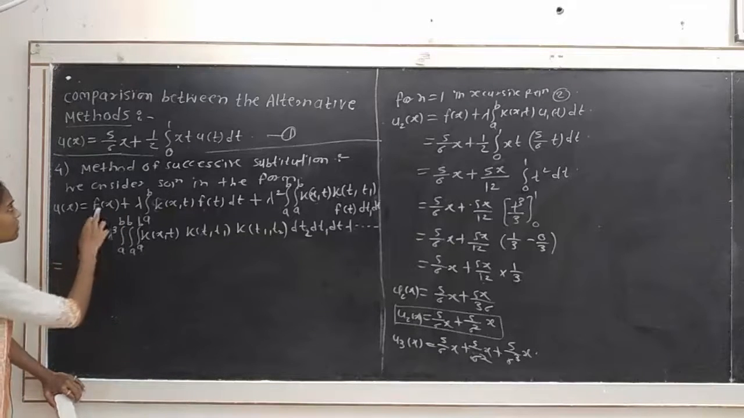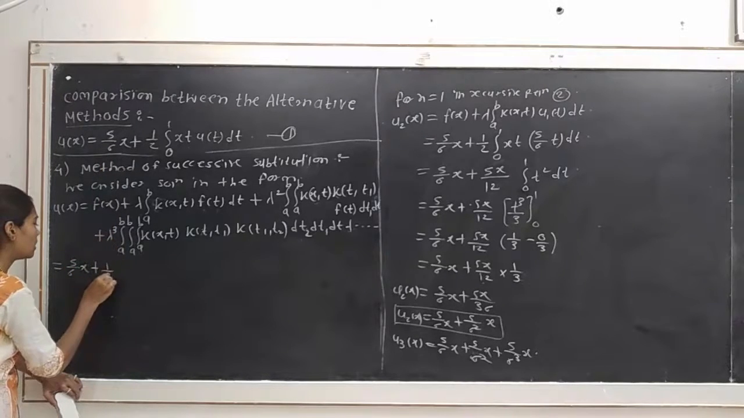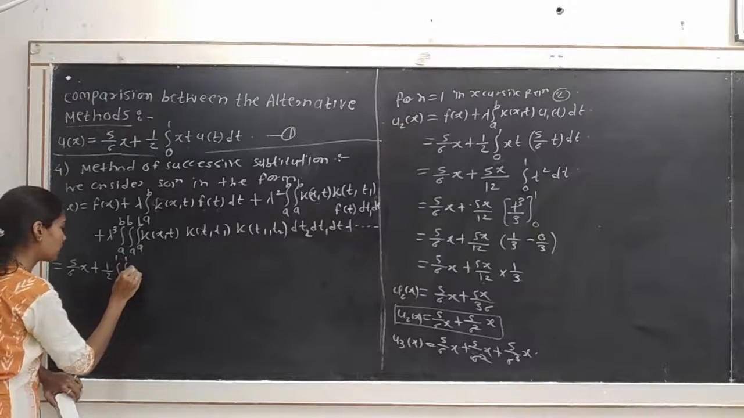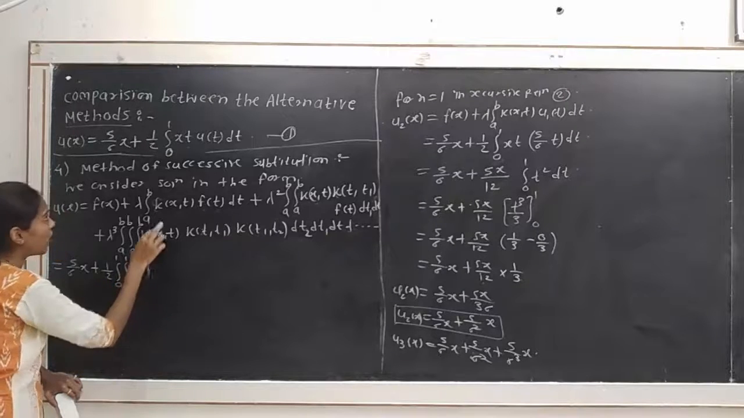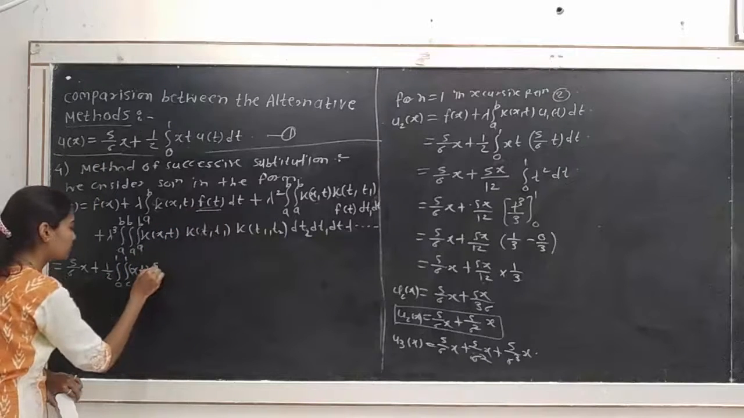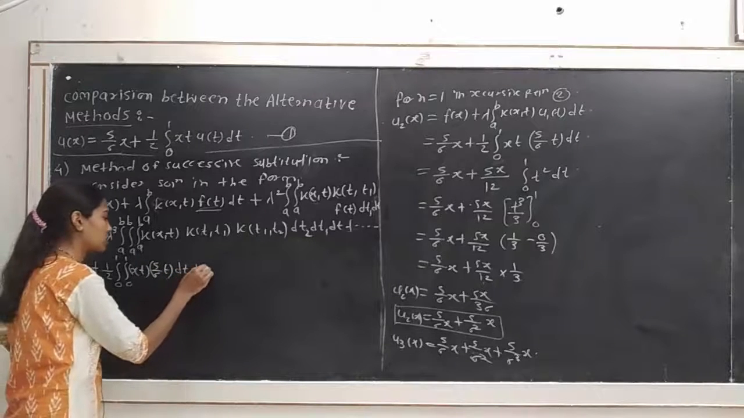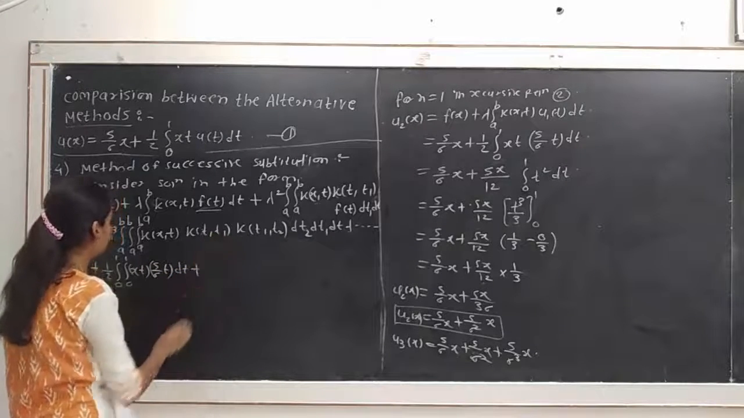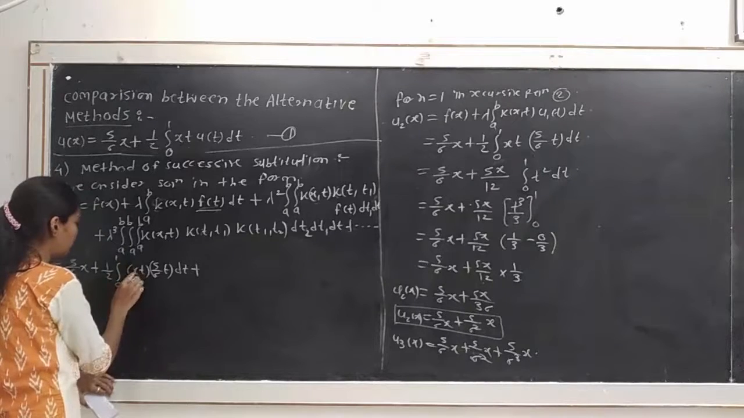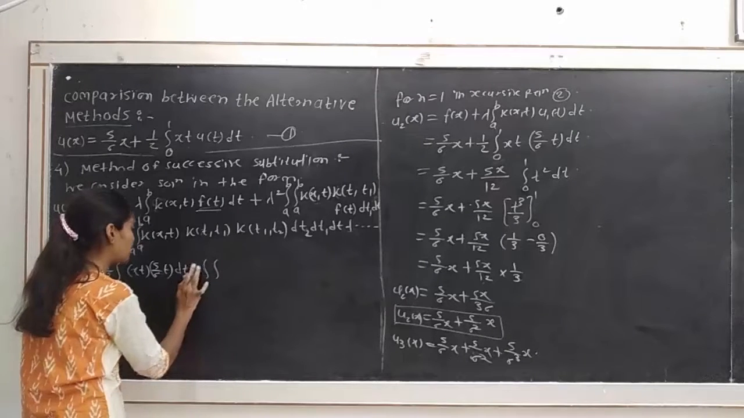So we put here the values. f of x for this integral will be 5 divided by 6 into x, plus lambda, which will be 1 divided by 2, integration, that is double integral from 0 to 1, kernel k of x t will be x into t, and f of t will be 5 divided by 6 into t, dt. Okay, so plus lambda square. Here will be the term only single integral, and kernel k of x t will be x into t, f of t dt.